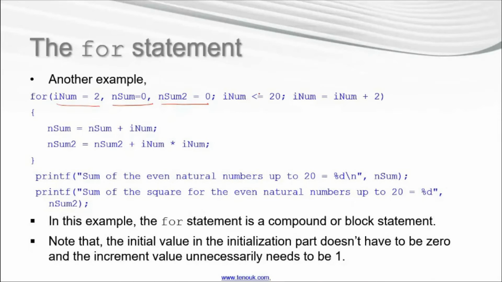Then inum is less than or equal to 20. This is the condition checking whether inum is less than or equal to 20. Then inum equal to inum plus 2. That is, inum is increased by 2 in each step.